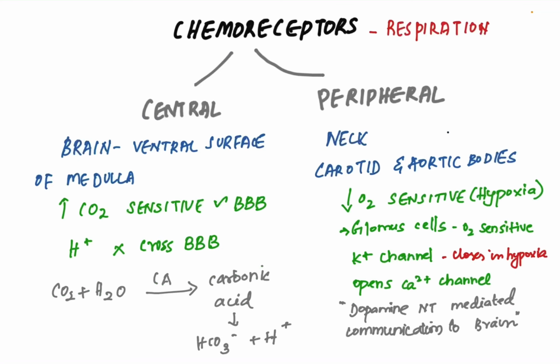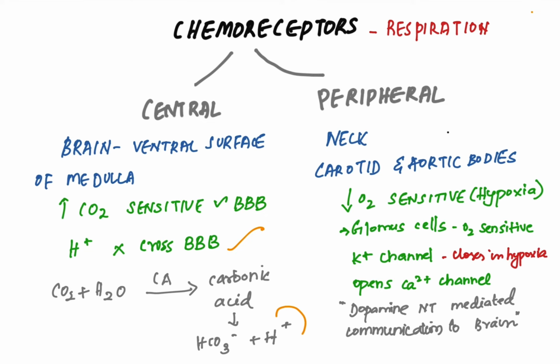The CO2 can cross the blood-brain barrier while H+ cannot cross the blood-brain barrier. The CO2 in the brain combines with H2O in the presence of carbonic anhydrase, leading to the formation of carbonic acid, and this leads to the formation of H+, and this is a direct trigger for the central chemoreceptors.